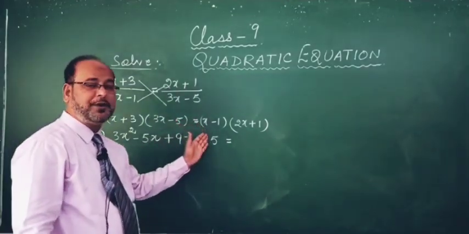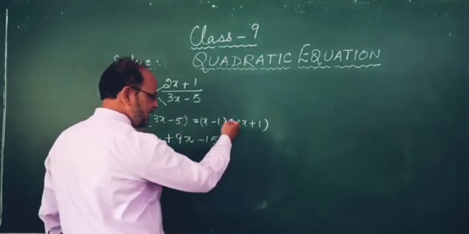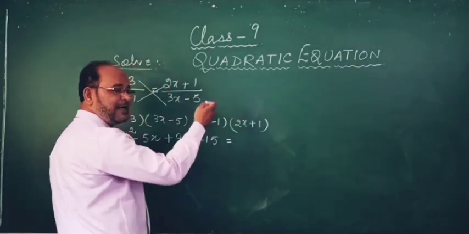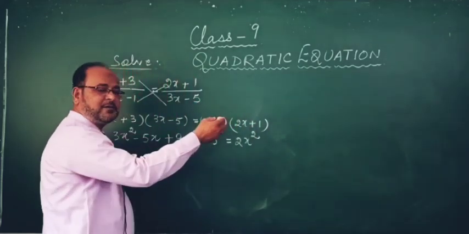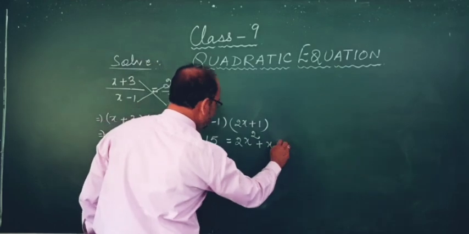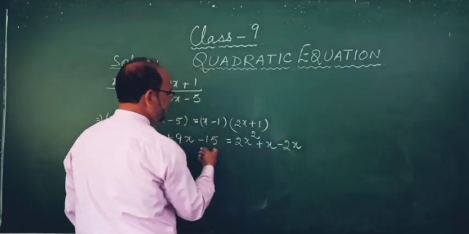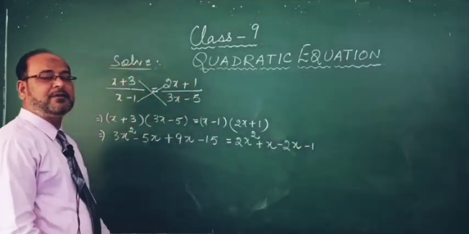Now the same thing you will do here. You multiply x in 2x as well as in 1. So first we multiply x in 2x. It will be 2x square, and x multiplied in 1 will be plus x. Then negative 1 you multiply in 2x. It is negative 2x, and negative 1 and positive 1 product will be negative 1.